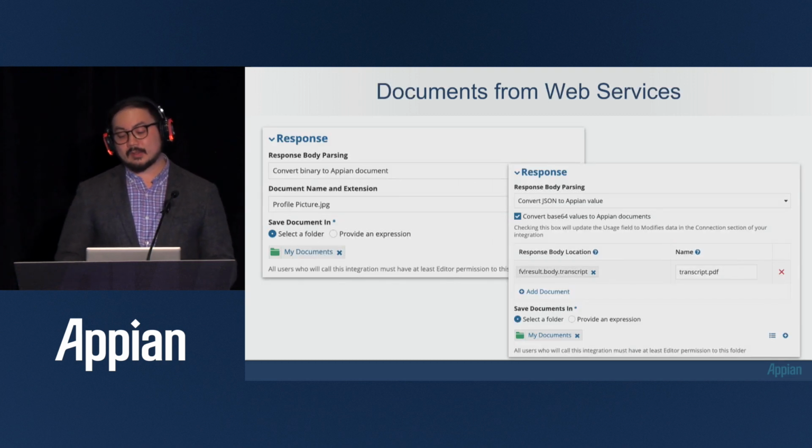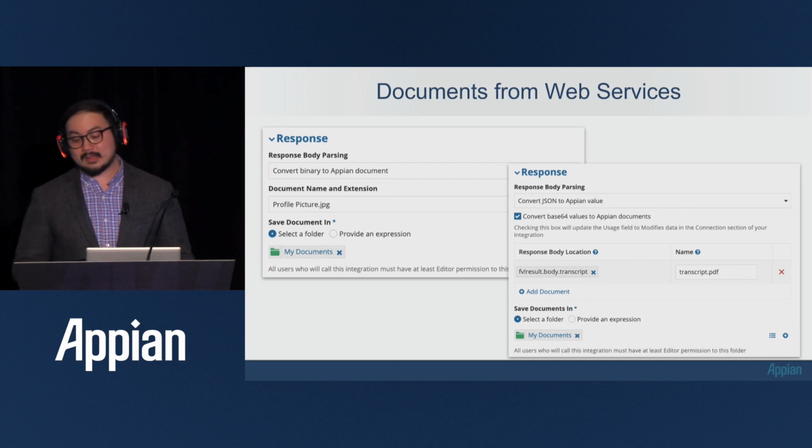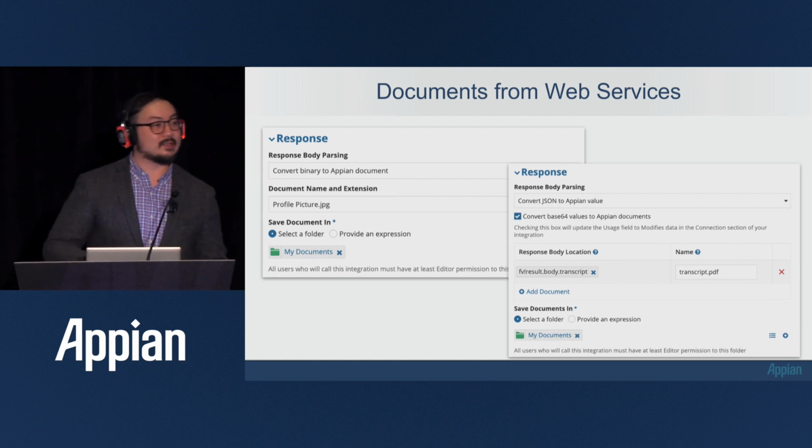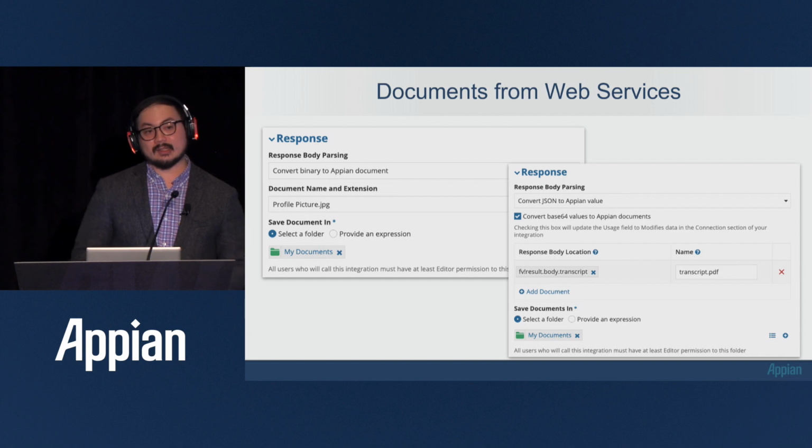Next, we have documents from web services. So pulling documents from other systems into Appian has never been easier. Now we can convert binary and base64 values in JSON into Appian documents. So this allows better error handling, more authentication options, and this really prevents you from having to create a custom plugin anymore. So now you can get this right out of the box.